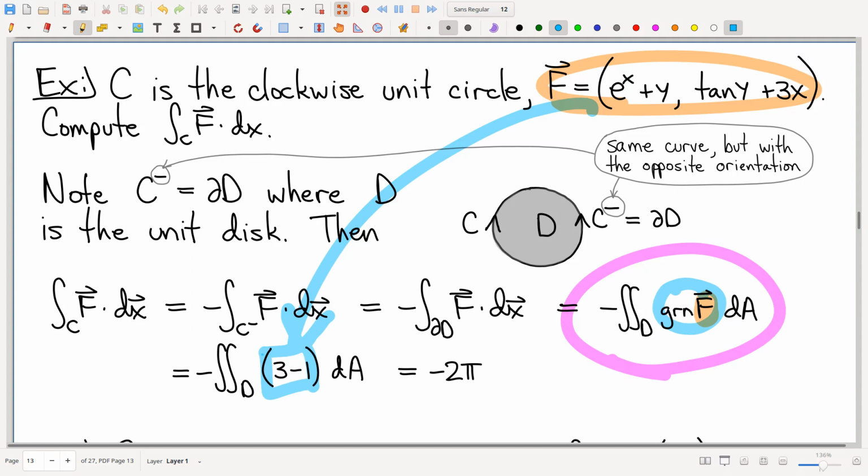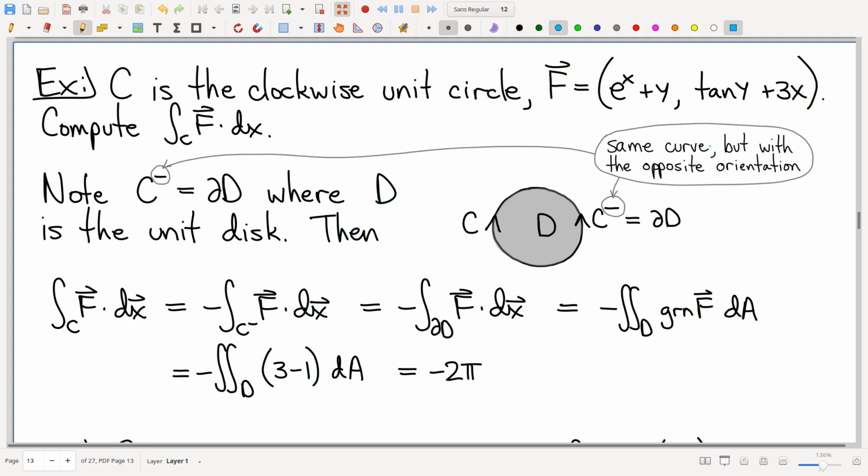And conveniently, the x partial of the second coordinate, q, here is easy. Lucky break. And the y partial of this first component, p, here, really easy. Now, again, I crafted this question so that it would work out nicely, obviously, right? But really easy to compute Green's operator. It's just 2. Easy double integral, problem solved, answer. Everybody cool?